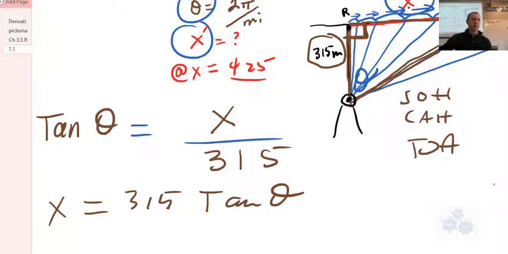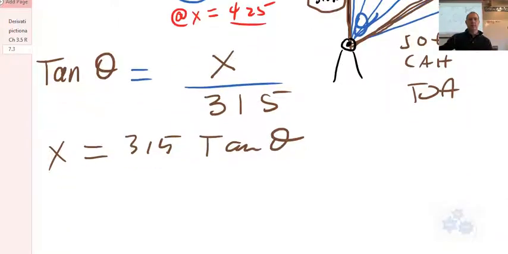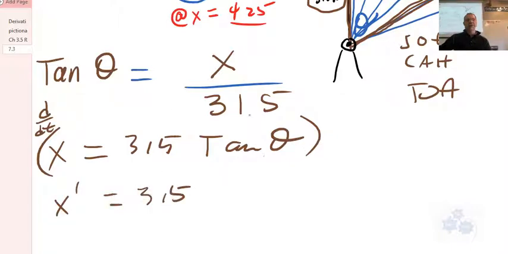Question? Good. You're good now? Okay, so here's our relationship. Now we take the derivative with respect to time, and I've got x prime equals 315 times the derivative of tan, which is secant squared theta. And then am I done? No. Chain rule, because theta is also changing with time.